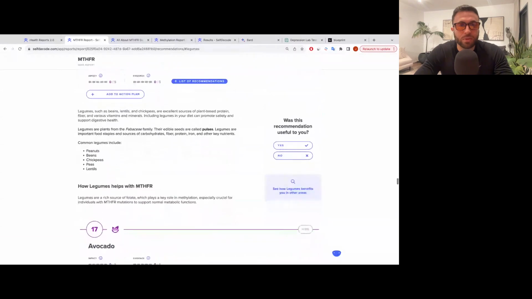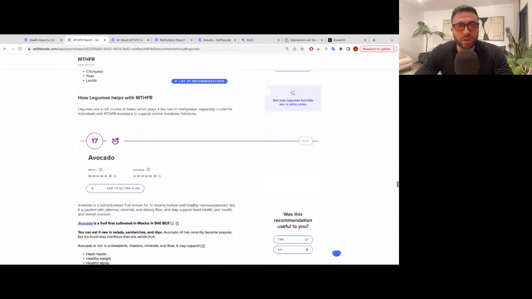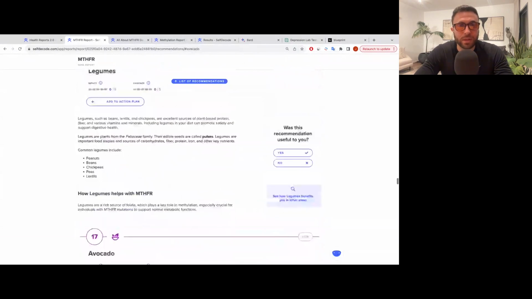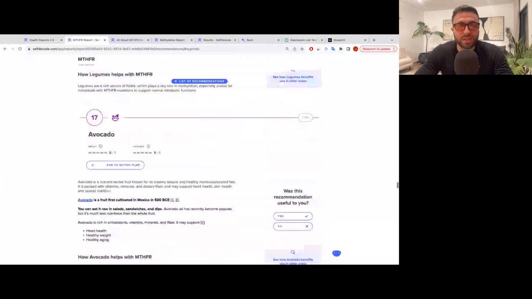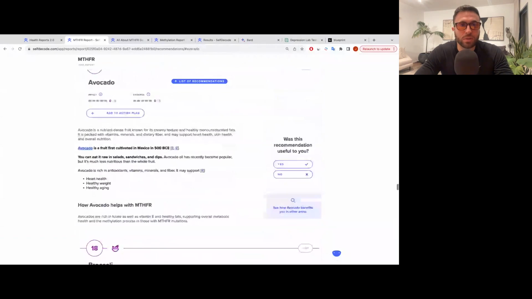Now, for people who do not have any sensitivities, legumes can be a rich source of folate. So that could be beneficial, but there are a lot of people with food sensitivities, especially people with MTHFR. So it's something you want to be careful about.